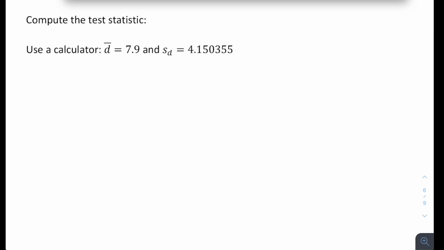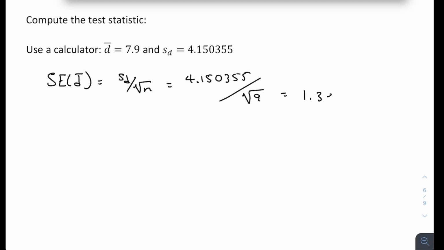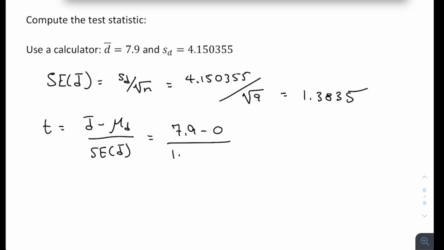Let's now compute the test statistic for this test. Using a calculator, I found that the average difference was 7.9 and the standard deviation of the differences was 4.150355. The standard error of these differences, SD over root n, is 4.150355 over the square root of 9, which is 1.3835. Then the t-score, d bar minus mu d over the standard error, is equal to 7.9 minus 0 over 1.3835, which is 5.71. The degrees of freedom, n minus 1, 9 minus 1 is 8.